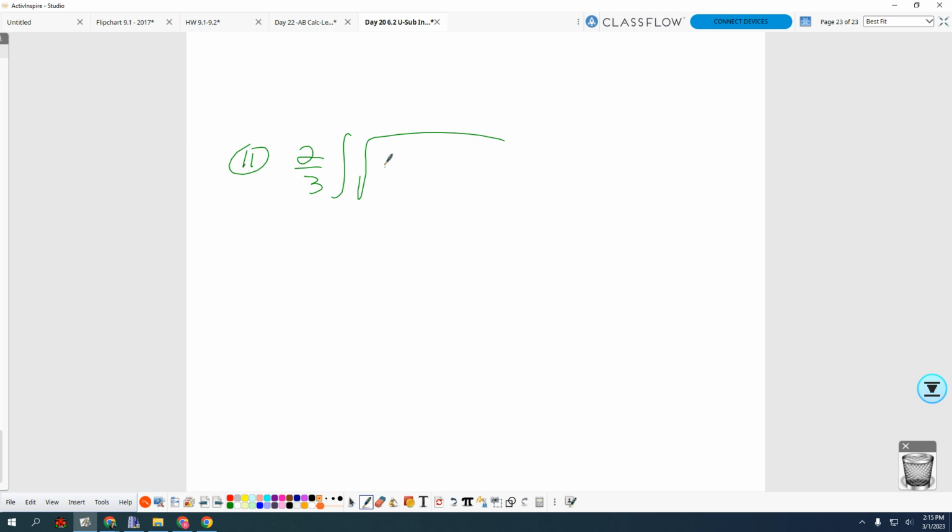2/3 the integral of this guy. Suggestions? Ananya, how do we start that? Well, first I took out everything under the square root, so 4 minus 3/5 x. Then du is equal to -3/5 dx.